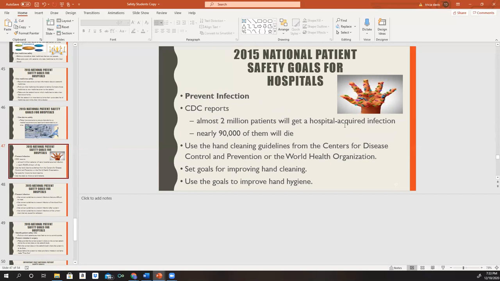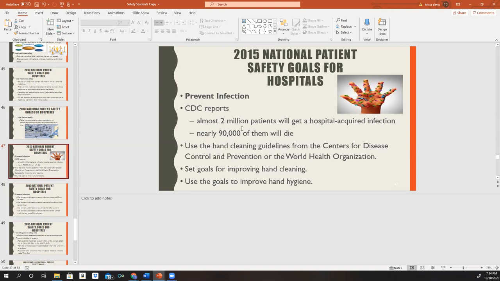Hospital-acquired infection. We talked about this before, right? These are never events. The hospital will never, ever receive money for this. But even worse than that, 90,000 of the 2 million patients will die. That's uncalled for. Every person in the healthcare team plays a vital role in keeping these patients safe, and it's very important that we all do our job to contribute to keeping that patient safe.